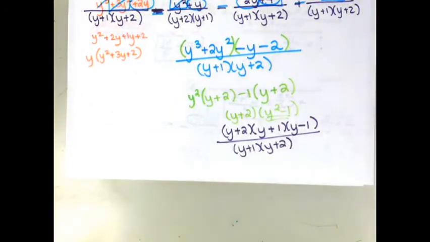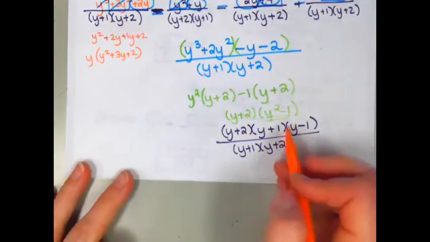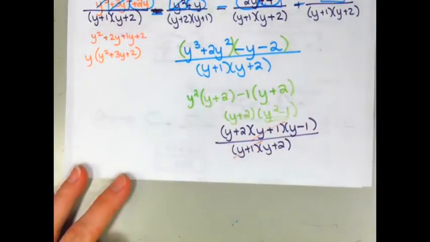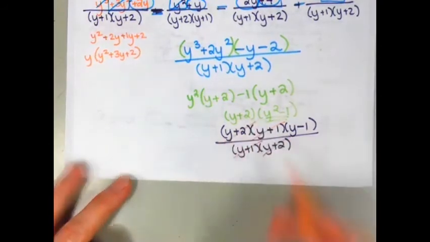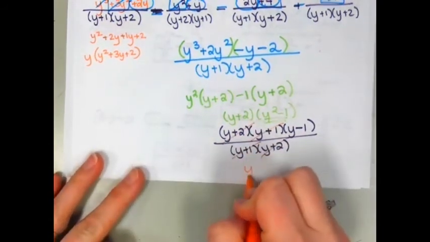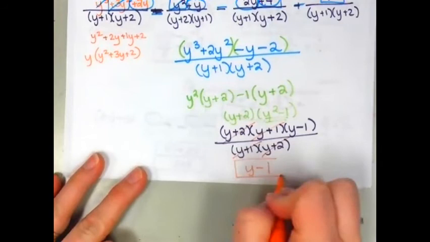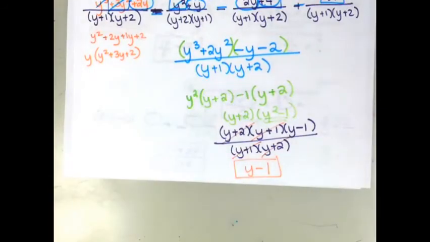What do you guys notice in common? I see the y plus 1s can be canceled, the y plus 2s, and what am I actually left with? Y minus 1. So out of that entire multiplication, we ended up with just what? Y minus 1. Kind of crazy, huh?